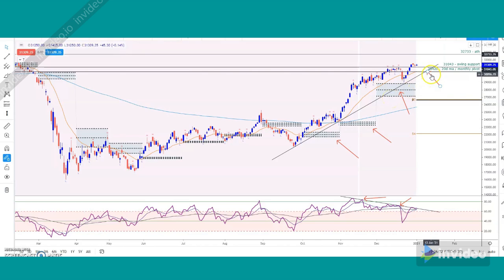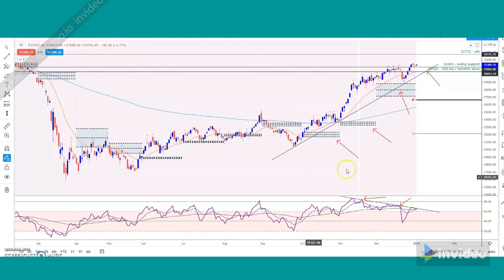And 30,500 is the monthly pivot for the current month. So in general, you have a strong higher value relationship of the monthly pivot. So hence any pullback towards this monthly pivot zone, that is around 30,400 to 30,500, is a nice buying opportunity.